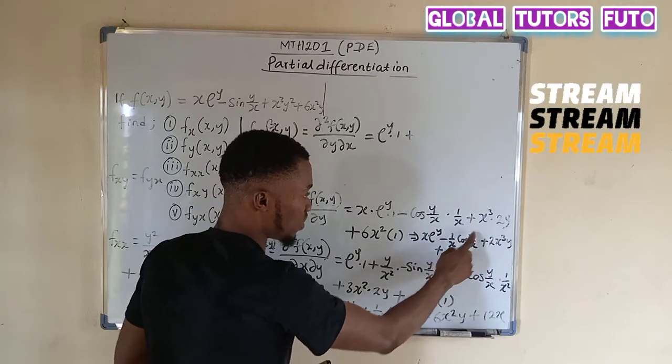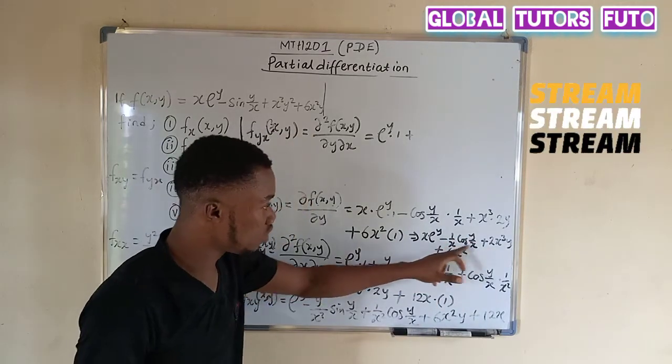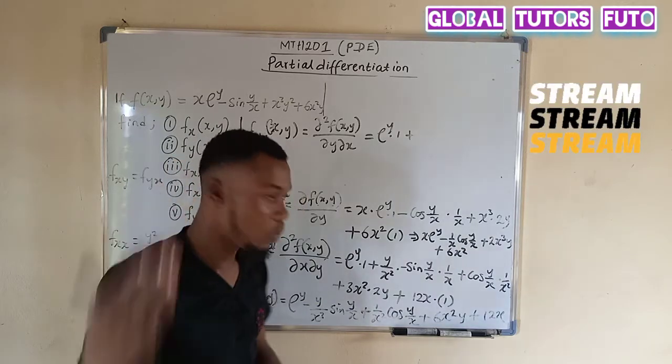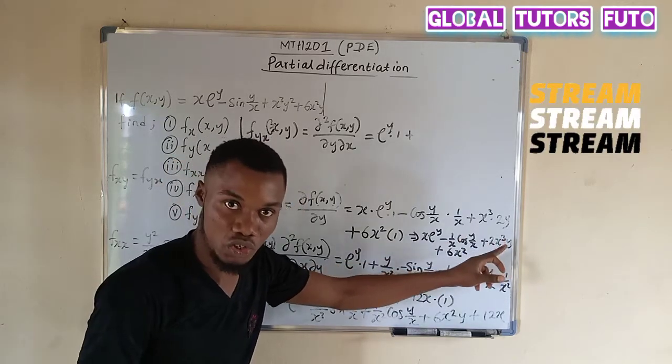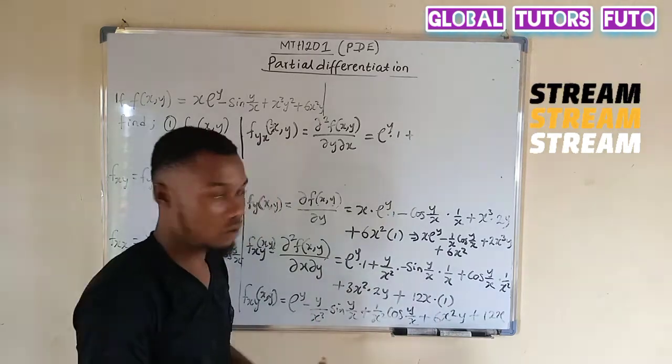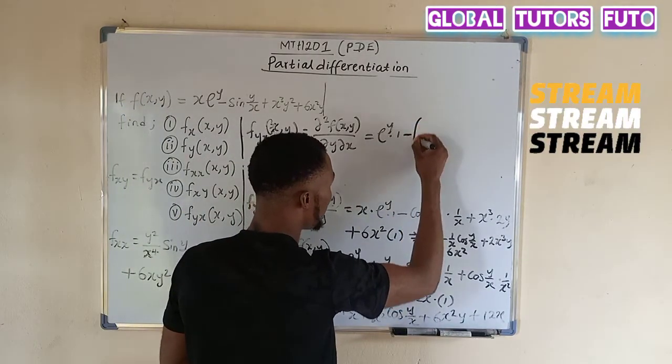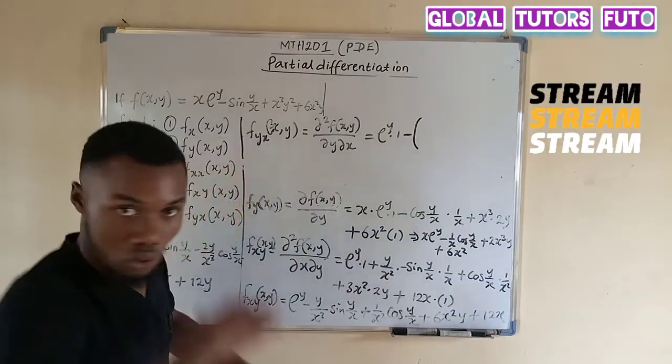Minus 1 over x cos xy. As you can see, I have x in two places. I have x here, I have x here. Product rule: v du plus u dv. So this minus, I can keep it outside. I'll open a very big bracket to contain everything.